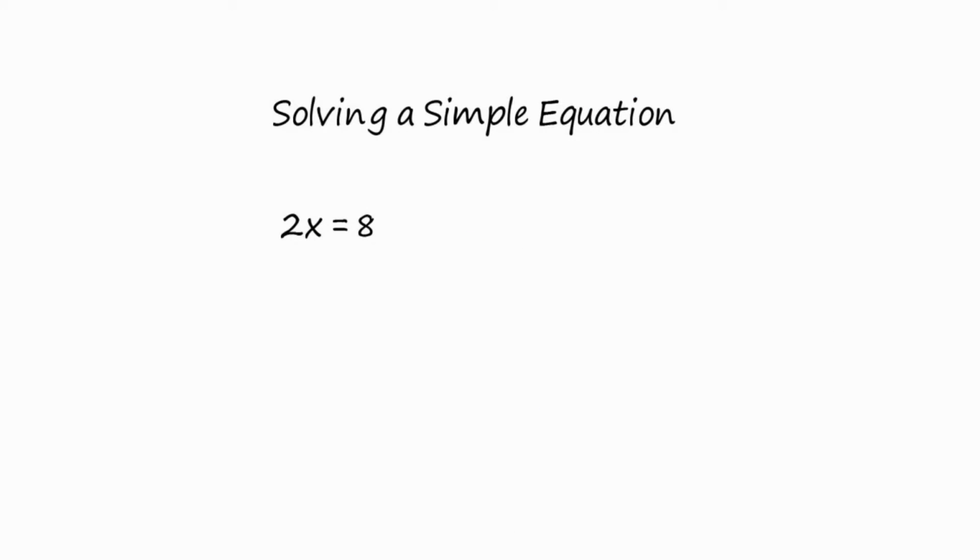That's a simple equation. To solve this equation, we want to get x all by itself on one side of the equal sign, and it's being multiplied by 2. So to get x by itself, we have to divide by 2. And if you have an equation and you divide one side by 2, you have to divide both sides by 2 to keep the equation equal.